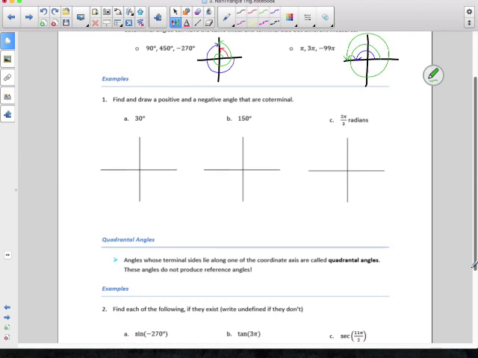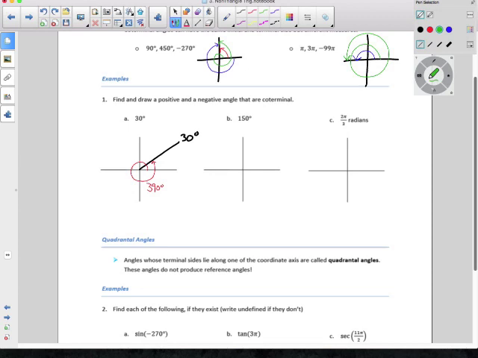So I'll start off just by drawing the one that they give me. So here is 30 degrees. If I want to find an angle that is coterminal to this, easy way of doing it is just to add 360. So I'll go around the circle a full time past it. That's going to give me 390 degrees.